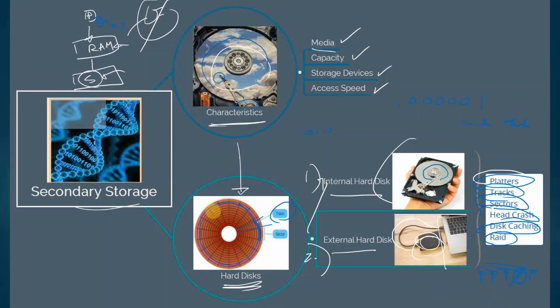So again, the important things here is here's our platter. Each of these things are tracks. Each of these, once you cut it up into pie sections, each of these little wedge-shaped sections are called sectors.